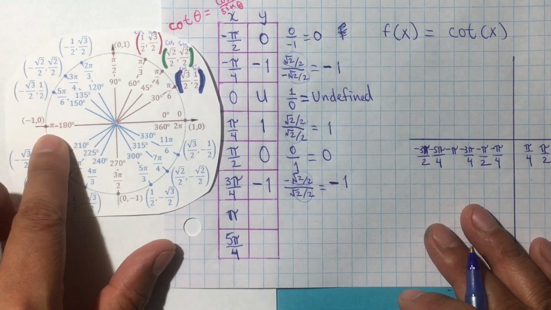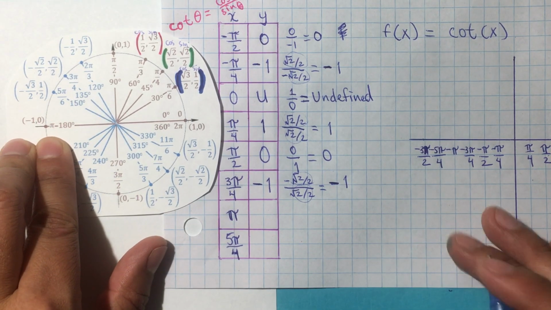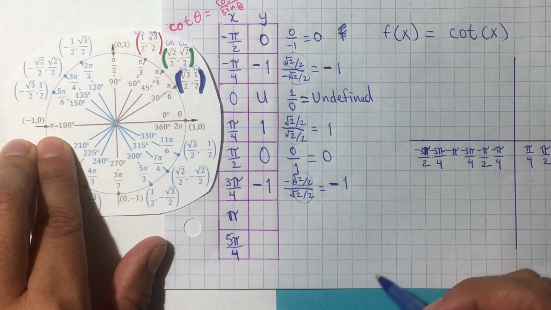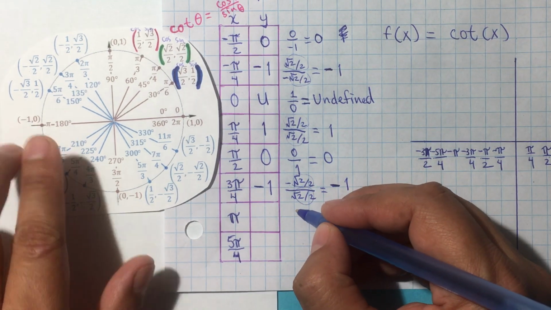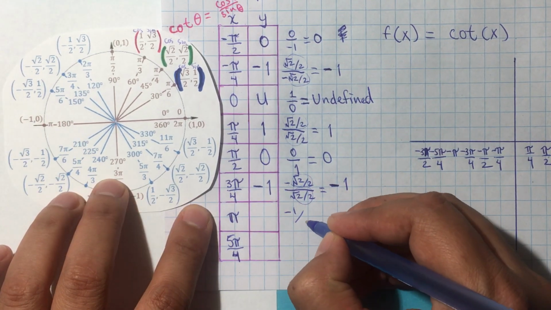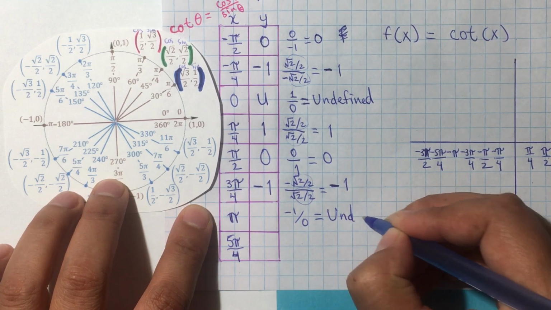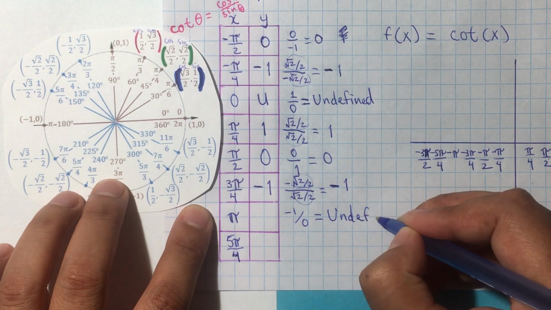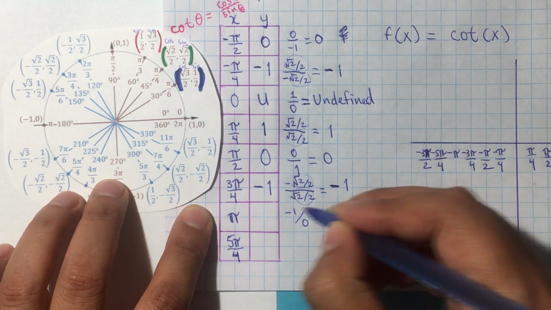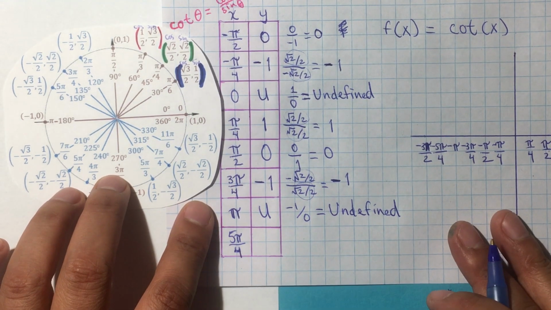Pi is right here. It's cosine divided by sine. And so it's -1 divided by 0. -1 divided by 0. Not possible. Error. So we'll put undefined. And it's a u in here.